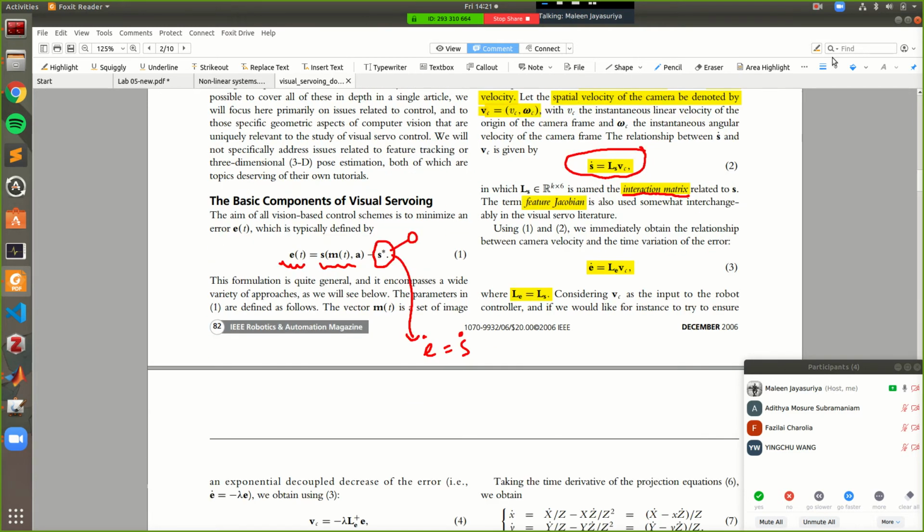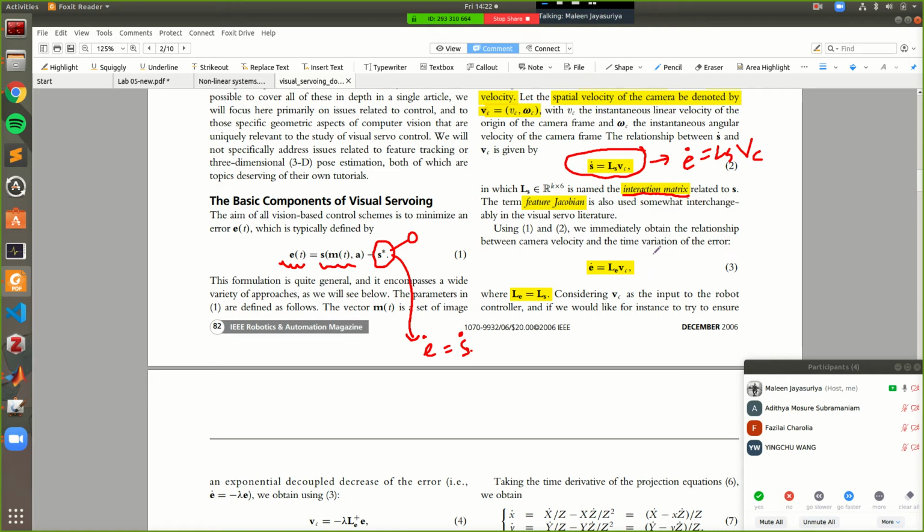So what we're going to get is E dot is equal to S dot, right? So now we have this relationship S dot equals LS VC, and now we are seeing that the change in the error is the same as the change in S dot. So instead of S dot, we can easily replace this by E dot is equal to LS VC. So now we have a relationship between the change in error and the velocity of the moving arm, right?